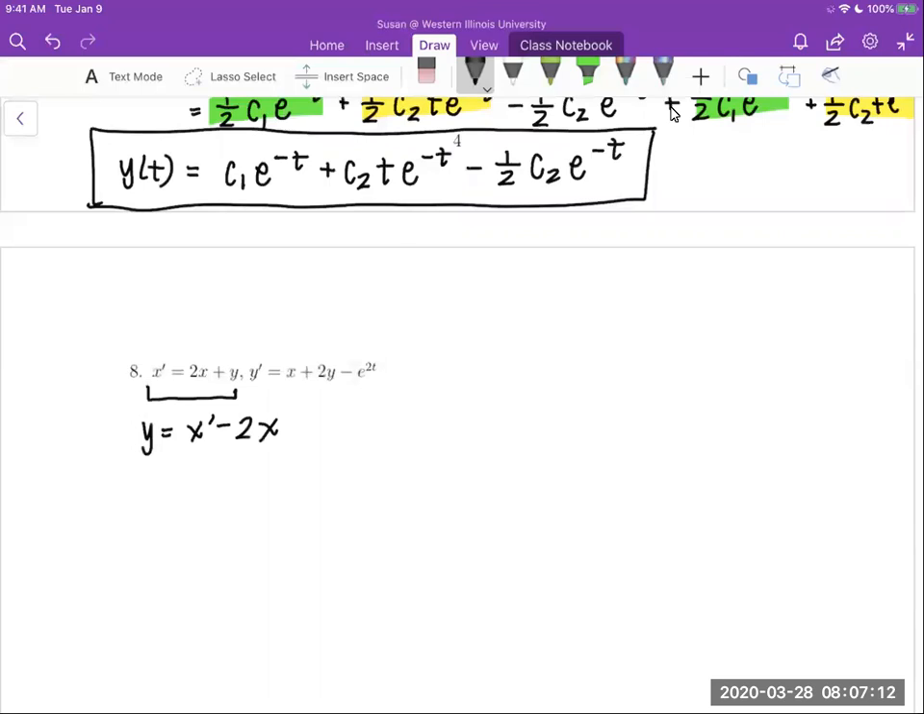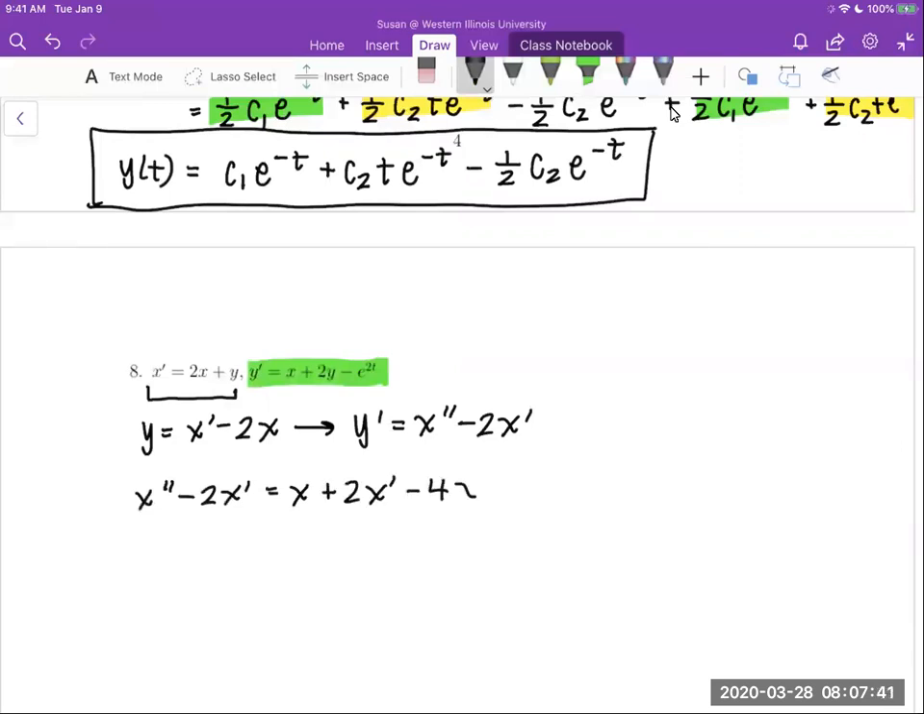And then again, the goal is to plug everything into the other differential equation. So we just need to also have y prime. So y prime would be x double prime minus 2x prime. So now I'm going to plug the expression for y and y prime into this second differential equation, which I've just highlighted. So plugging into there, we have x double prime minus 2x prime equals x plus 2x prime minus 4x, and then minus e to the 2t.